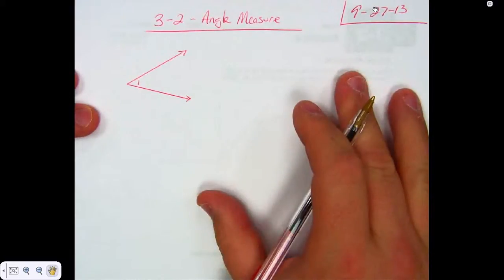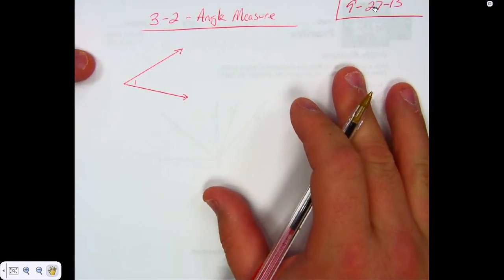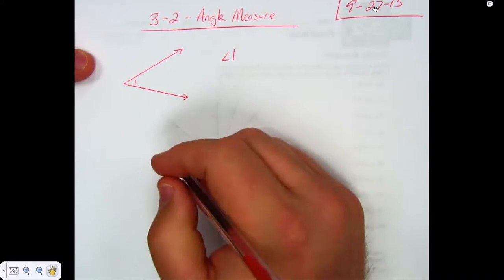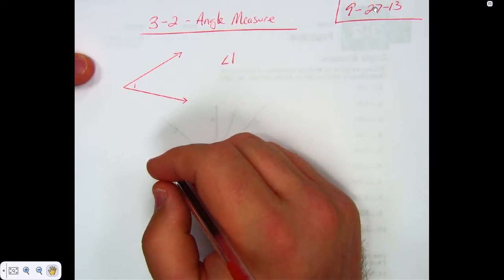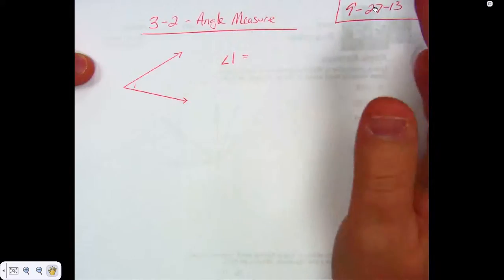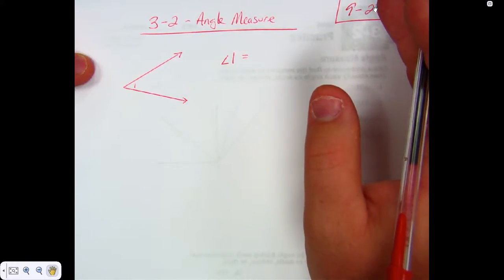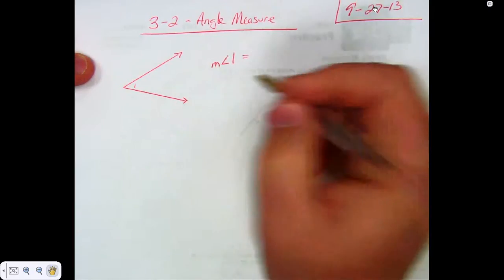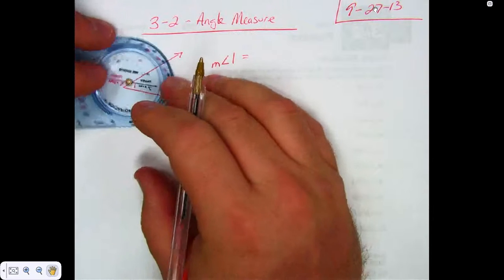What we do, and here's another thing we didn't talk about yesterday. How could I name this angle? I'd name it angle 1, wouldn't I? Yes. Now, when we talk about the measure of an angle, here's how we write. You don't say angle 1 equals a certain amount. Come on. Start paying attention. What I do is I put an M in front of that for measure of angle 1 equal to, well, let's see what it is equal to.